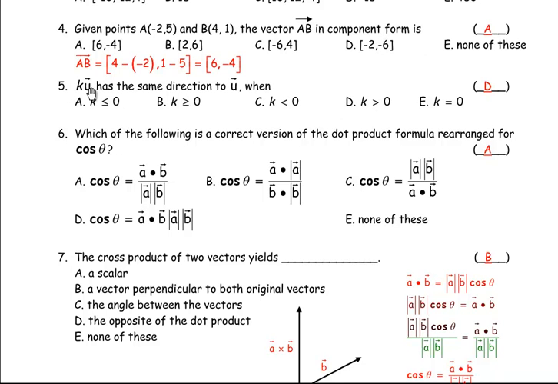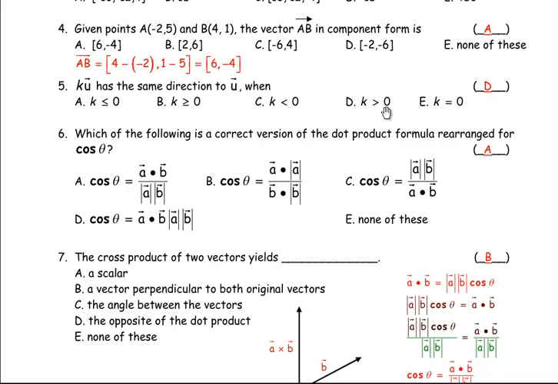For number 5, KU has the same direction as vector U under which condition? And the scalar K, see, KU is a scalar multiple of U. It's some multiple larger or smaller. If the scalar is positive, then they're in the same direction. Now, for example, 2U or 10U or something, that would be a vector in the same direction but longer.